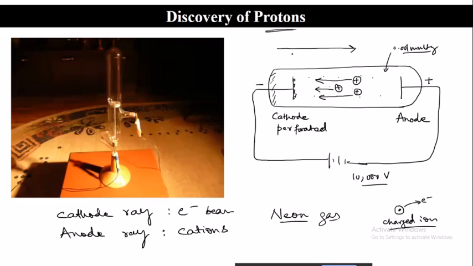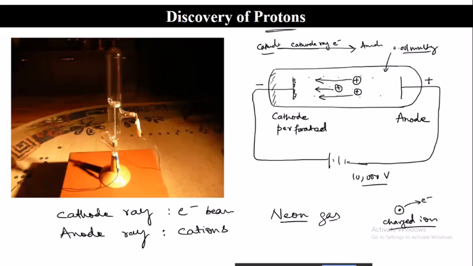It is simple like this. Here the cathode is there and here the anode is there. First, which ray is passing here? It is the cathode ray, and the cathode ray is nothing but a beam of electrons. In the diagram we are only showing the positive ones, but actually the cathode rays are there.